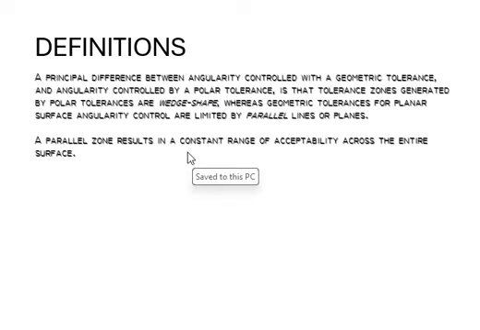And the next thing that you've got to know in addition to that is your constant range. If you have a parallel zone on your feature, the constant range of that tolerance is accepted across the entire surface. Right now you can't see this on this slide, but I'll show you as we go into it. Alright, so let's take a look at angularity and their tolerance.